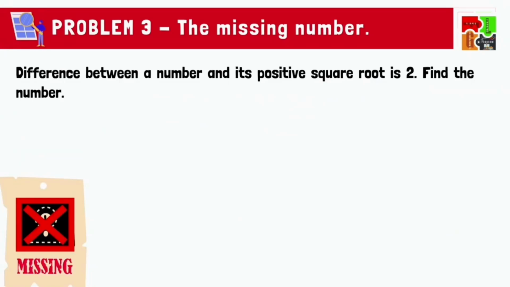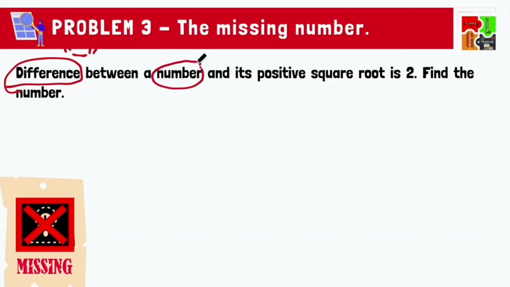So the problem for this particular given is the missing number. The difference between a number and its positive square root is 2. Find the number. Uulitin ko, the difference. When you say difference, what is that referring to? That's right, that is referring to subtraction between two numbers. Ano yung number?